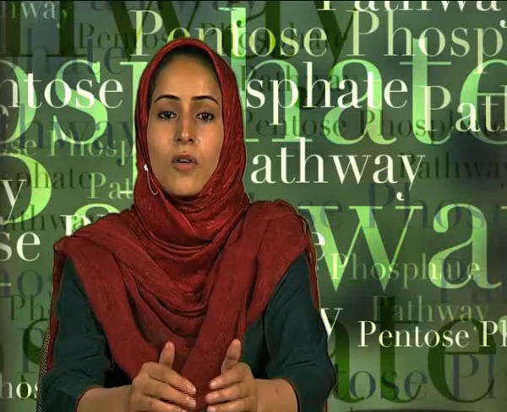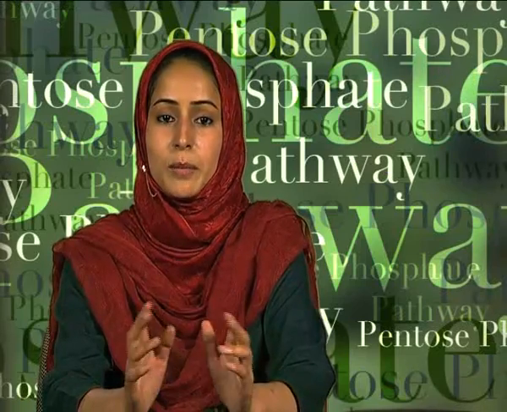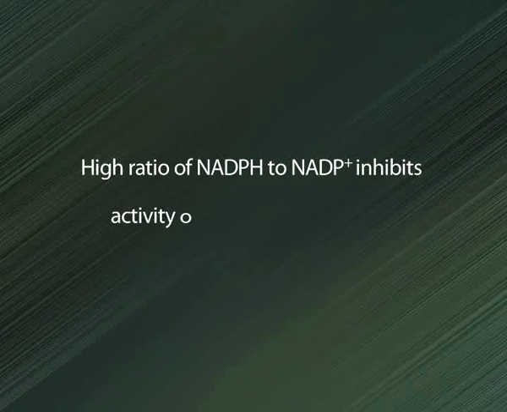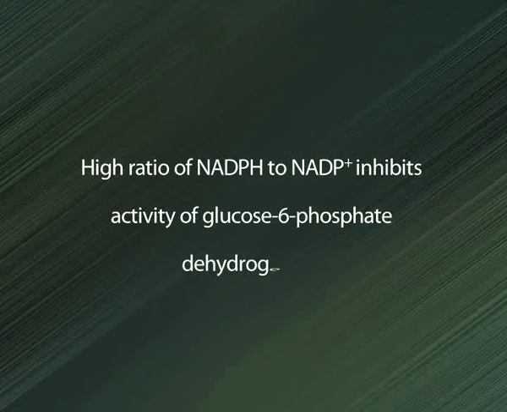Now, control of the oxidative pentose phosphate pathway. The oxidative pentose phosphate pathway is controlled by the initial reaction of the pathway that's catalyzed by glucose 6-phosphate dehydrogenase. The activity of this enzyme, glucose 6-phosphate dehydrogenase, is markedly inhibited by a high ratio of NADPH to NADP.